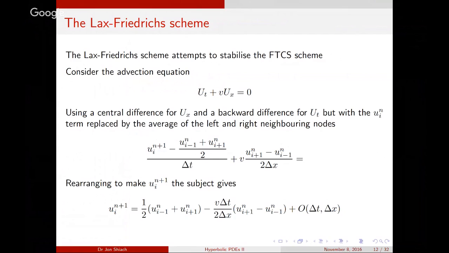Rearrange, a bit of algebra, and we get this. If you look at the order of the error, it's delta t and delta x. But hang on, we've used a central difference in the x derivative, that's second order. This should be second order. But because we did this sort of averaging here, it negates that second orderness. So it's still only first order.